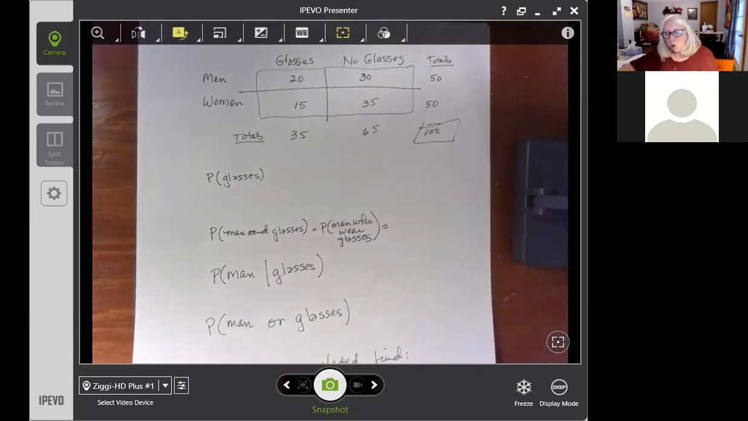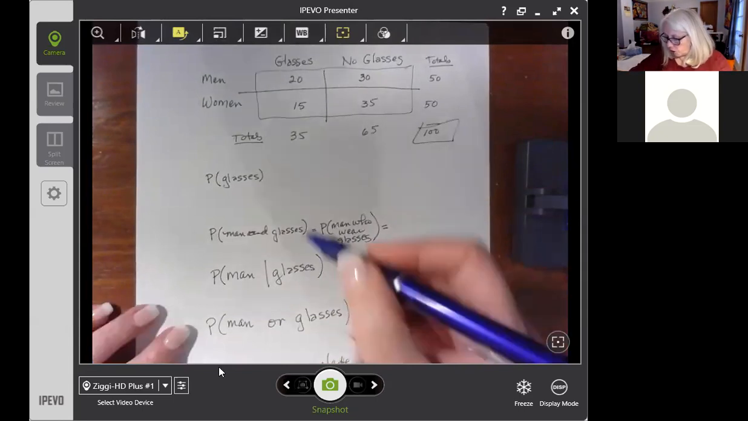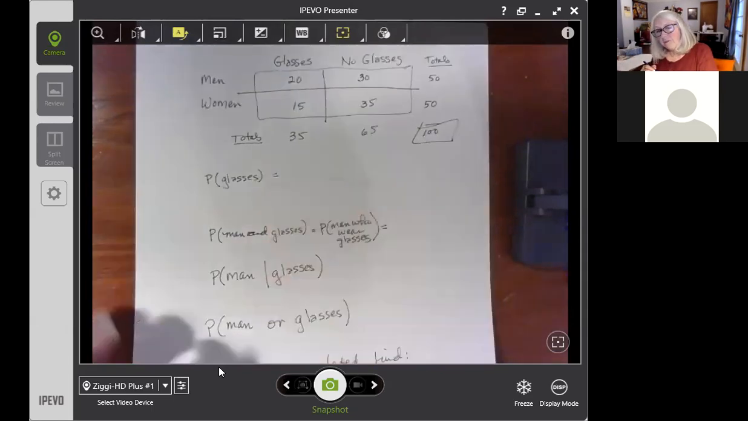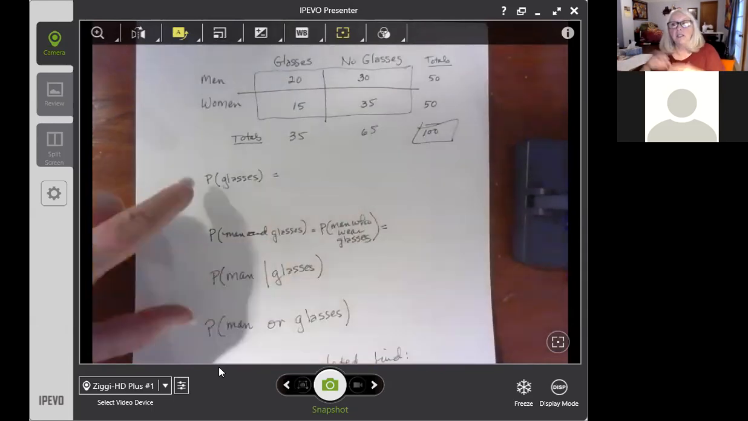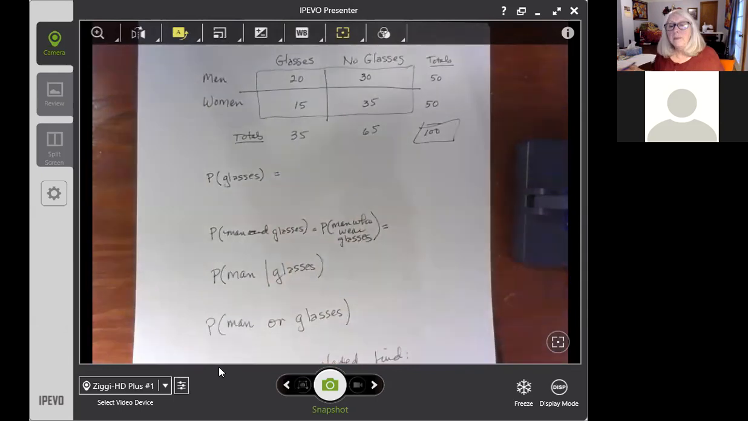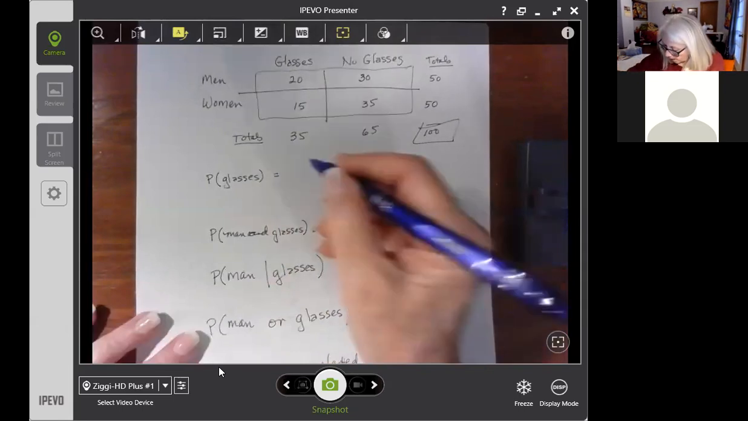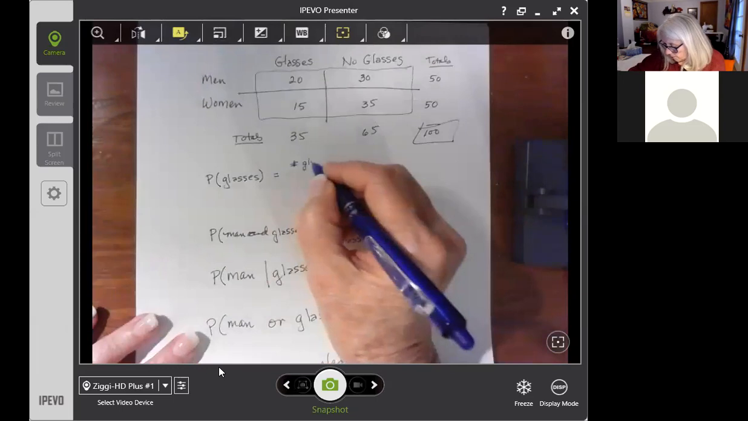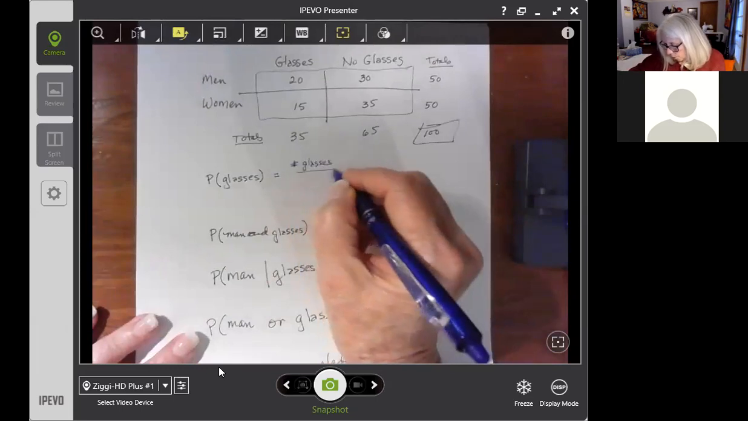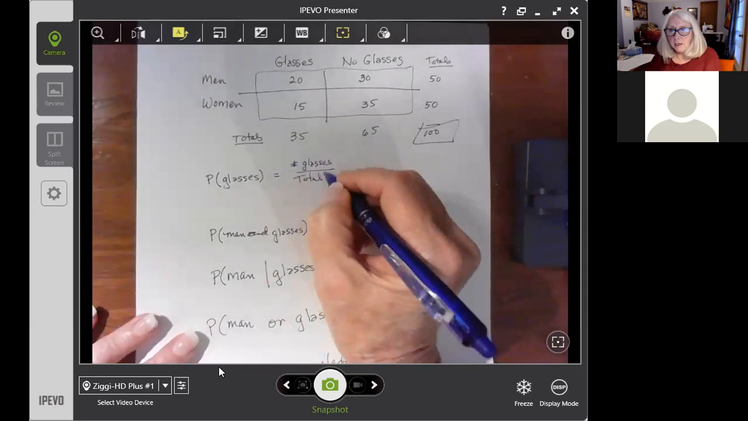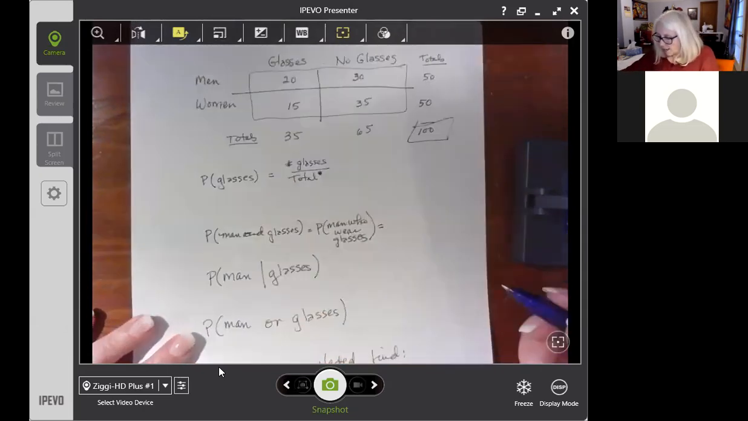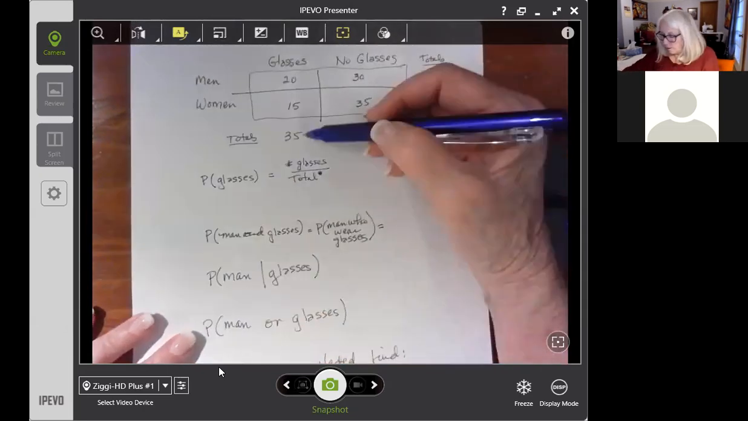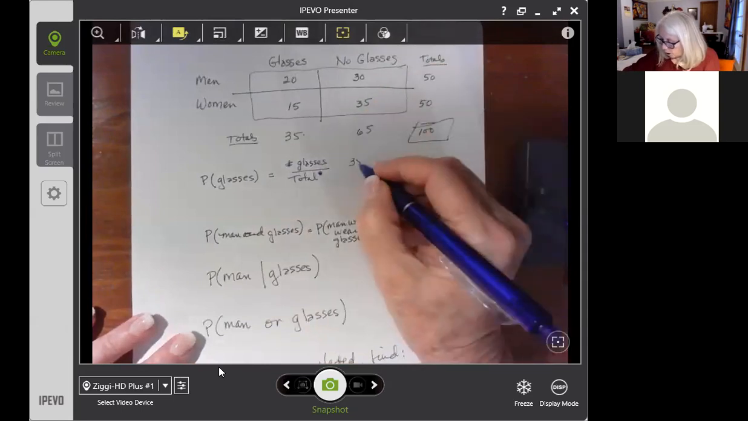Okay, so if I'm simply asked, what is the probability that if I select one person, now remember, if it's written like this, the assumption is that it's only one person, okay? So if I select one person, what's the probability that they'll wear glasses? Well, that's just the number who wear glasses divided by the total number in the sample, okay? So the number that wear glasses is this 35 out of the total of 100.